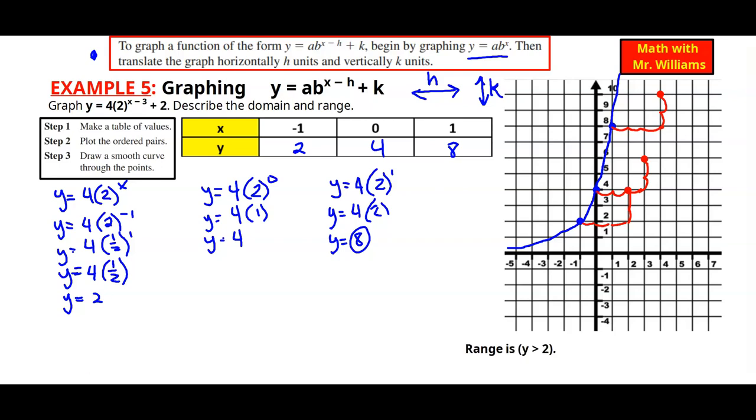Now, because of all our movements, we're going to have to really think about where our range is. So our range, because we moved it k, which is 2, means it's going to be anything greater than 2 at this point. So I'm going to come back over here to my graph. As I'm connecting my dots, the line should not go below 2 because the range is y is greater than 2. All right, and my domain is all real numbers. So in summary, when they ask us to graph something of this nature, remember we go back and we graph the ab to the x, and then we move it to the right by whatever the h is, and then we move it up or down based on whatever the k is.